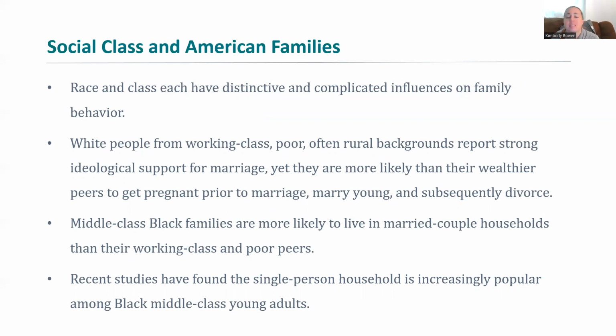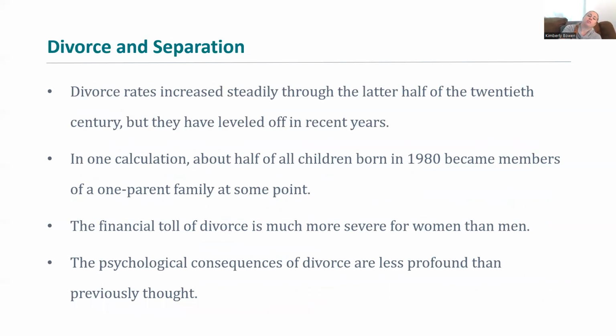Race and class each have distinctive and complicated influences on family behavior. White people from working class, poor, often rural backgrounds report strong ideological support for marriage, yet they are more likely than their wealthier peers to get pregnant prior to marriage, marry young, or subsequently divorce. Middle-class Black families are more likely to live in married couple households than their working class and poor peers. Recent studies have found that the single person household is increasingly popular among Black middle-class young adults. Divorce rates increased steadily through the latter half of the 20th century. So again, those have been on the rise. They continue to rise, but less dramatically, I think, at this point.